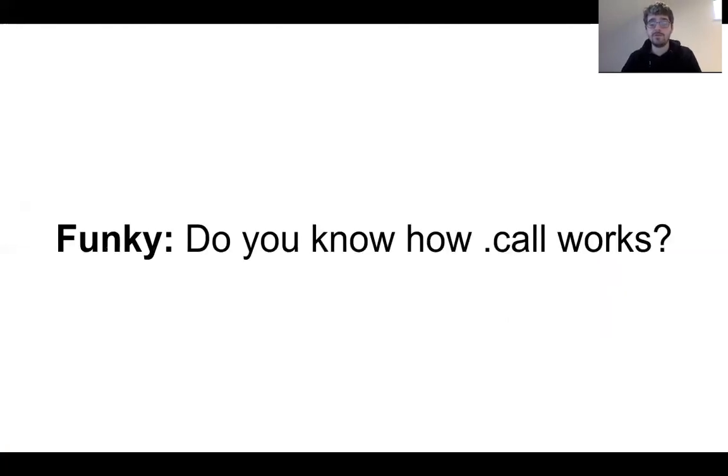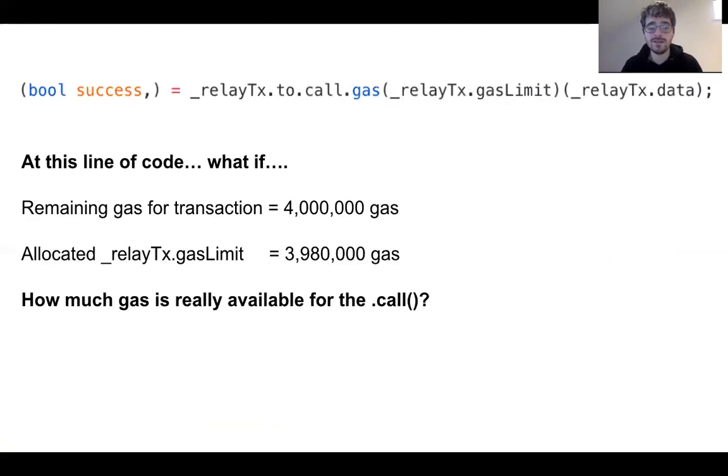Now let's go into a real problem, okay? And a real interesting problem around metatransactions. Do you know how dot call works? Okay, so let's look at this very simple line of code. We're going to do a dot call. We say, when we call out to this contract, to the DOP, allocate 3,980,000 gas to the DOP. So then the DOP can run through that execution and then return true or false.